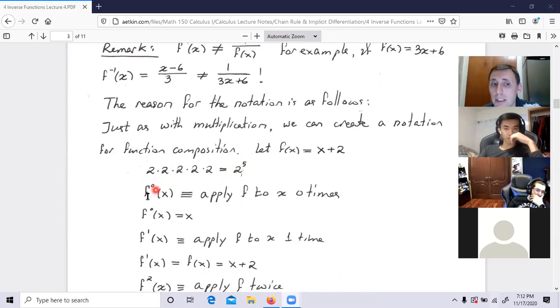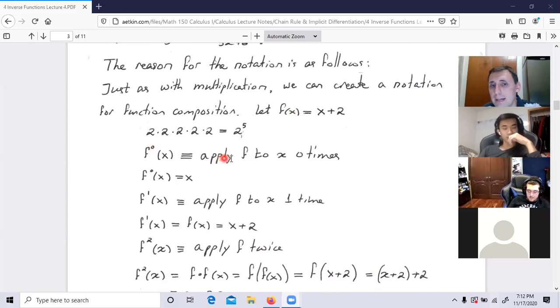We can create the same type of notation for composition of functions, for how many times we apply the function to the input. So suppose the function is this. The input, you add 2 to it. So whatever is the input, the function adds 2 to it. Make sense? So f^0 means apply f 0 times to x. That means that you don't do anything. You just keep x, right? f^1 of x means apply f once to the input. You will get x plus 2. Good.